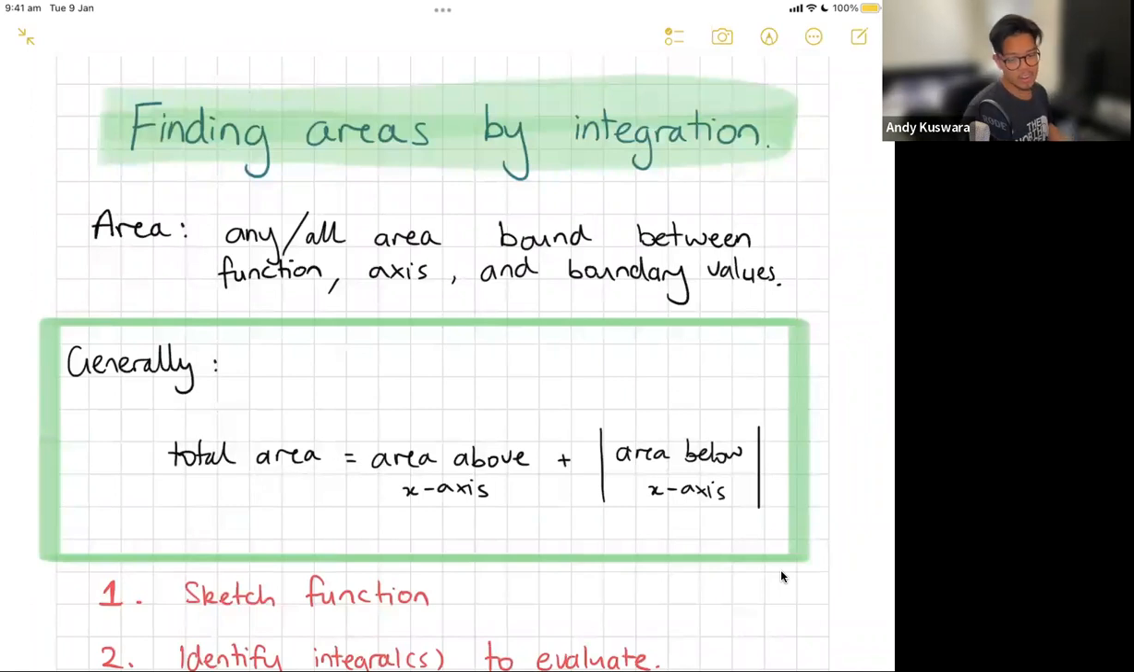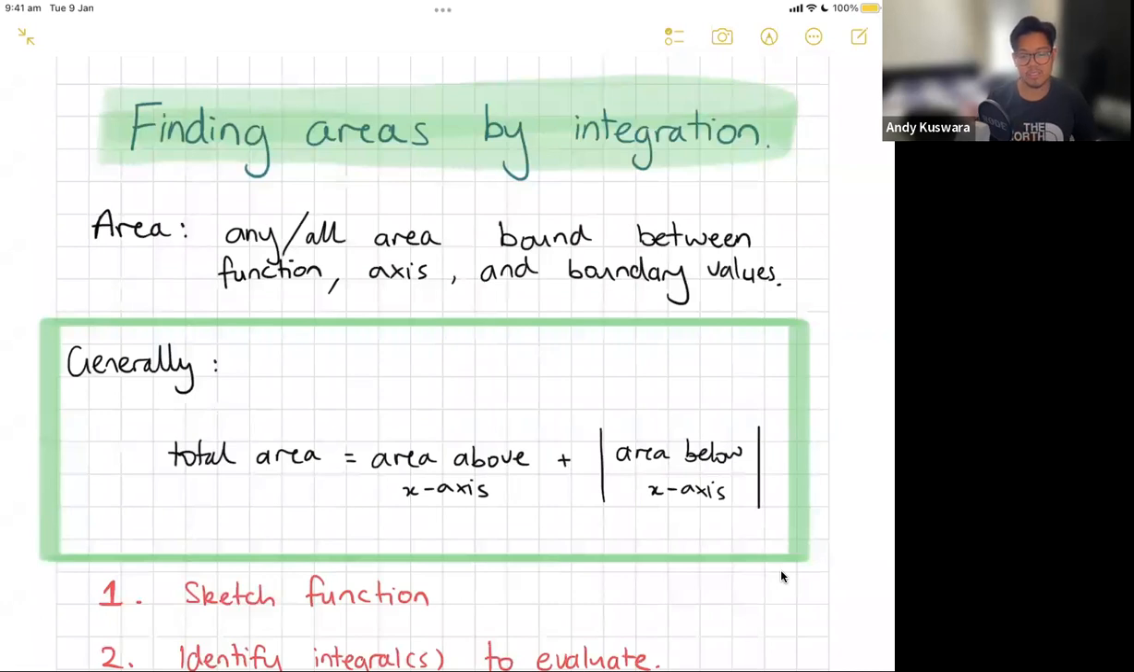Now the area is any or all area bound between the function, axes, and boundary values. Sometimes it'll be the area above the y-axis or to the right of the y-axis. We'll talk about those in a moment. We'll have an example there. But in general, when we're finding area under a curve by integration, it's going to be this.